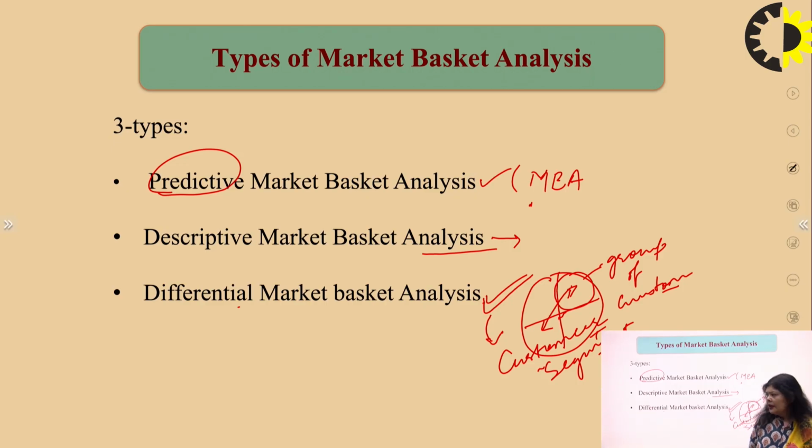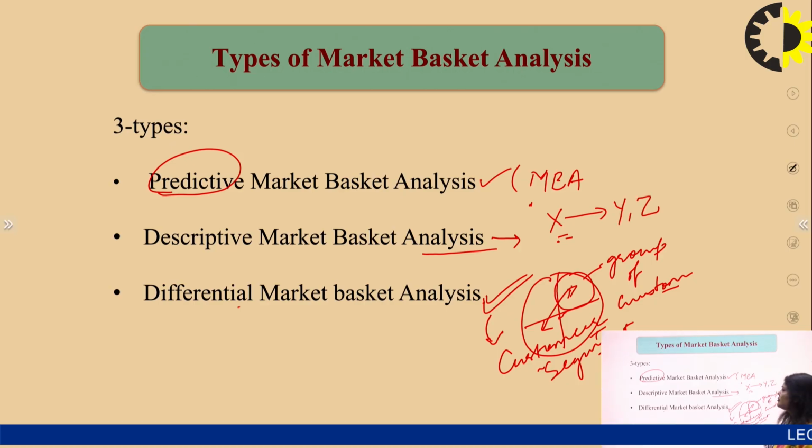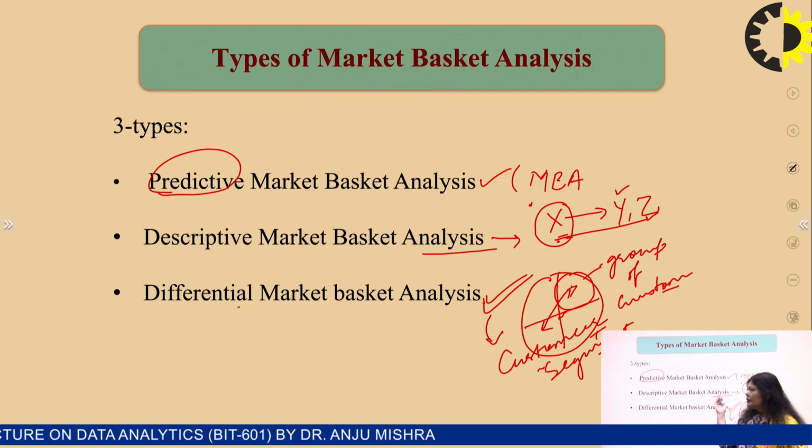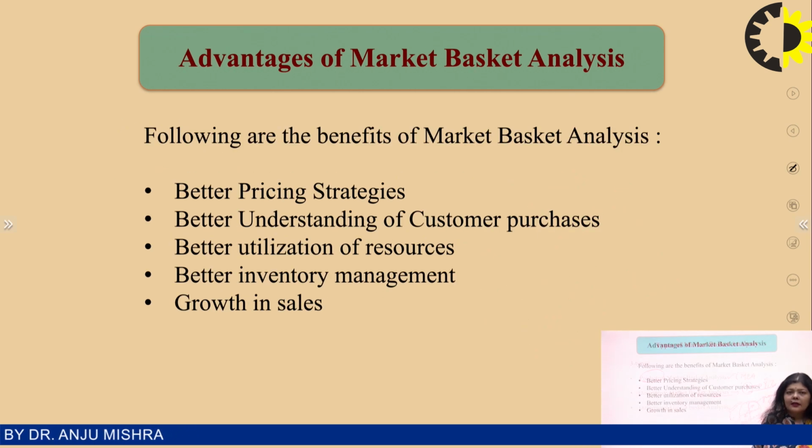So for example, if I say that the customer is purchasing item X, then together with X, whether the customer is also purchasing a product Y and also another product called Z. This type of analysis, that when a customer purchases some items X, whether they are also purchasing the items Y and Z or not, this type of analysis we do in the descriptive market basket analysis.